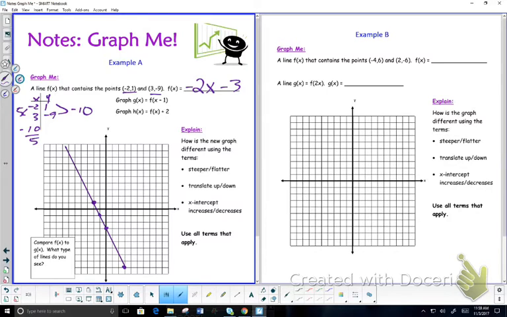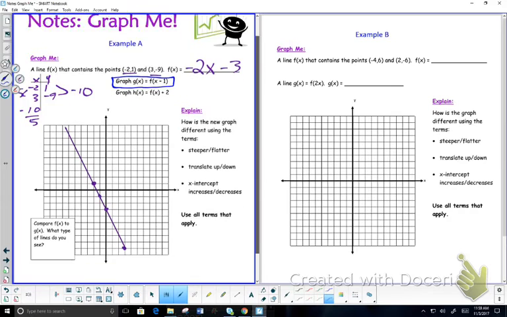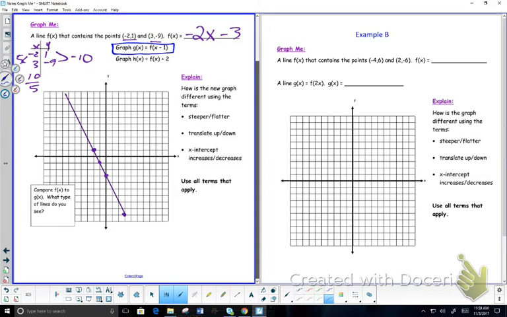You ready to do the next one? Get a new color. I'm going to let this one be blue. You don't have to, but I'm working on blue right now. I gave you some space at the bottom of your paper. We're going to write g of x apparently is supposed to equal f of x minus 1.